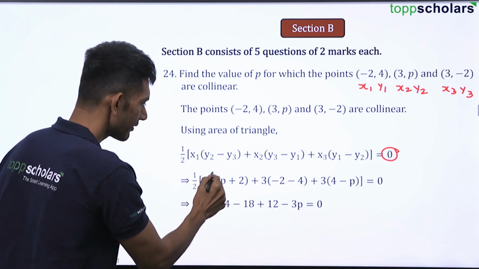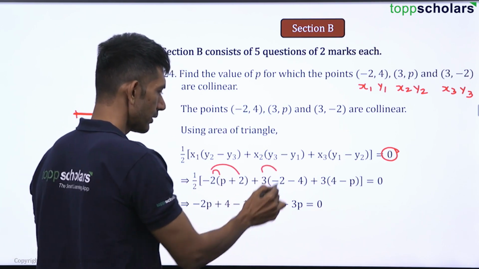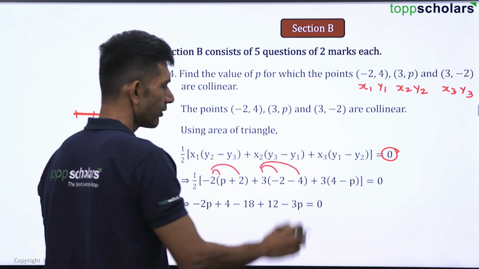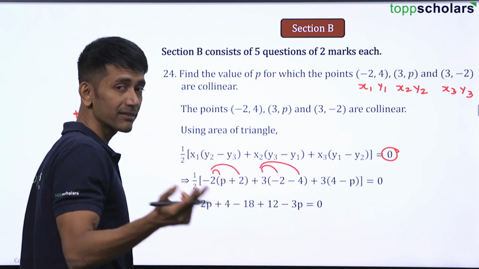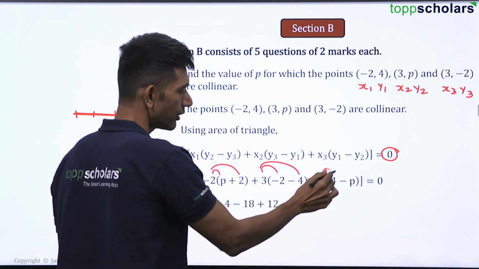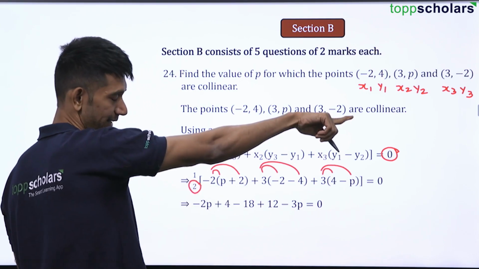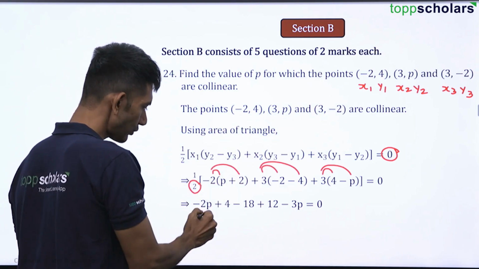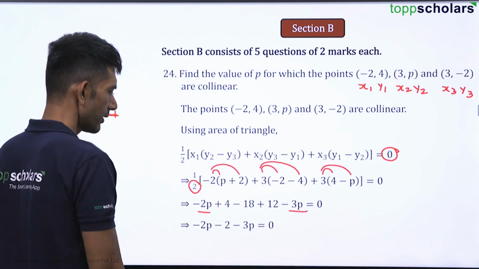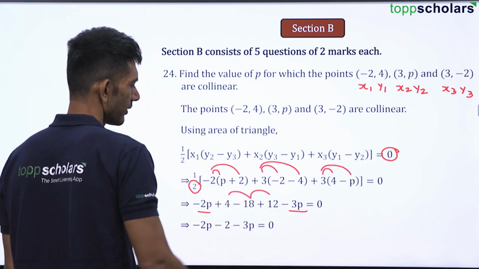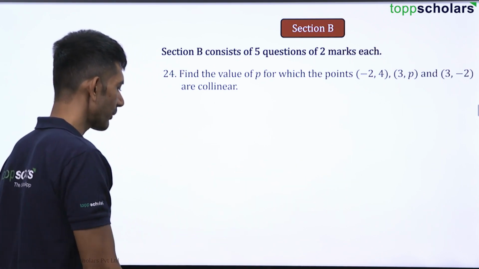So once you solve the brackets, this is minus 2p. 2 into 2 is 4. 3 into 2 is 6, minus 6. 4 into 3 is 12, but that is minus 12. Minus 12 minus 6 is minus 18. 12 minus 3p. And this 2 goes on the other side, so 2 into 0 is 0. Now solve this further. Minus 2p minus 3p is minus 5p, right? And this is 12 plus 4, 16. 16 minus 18 is minus 2. So minus 5p is equal to minus 2.